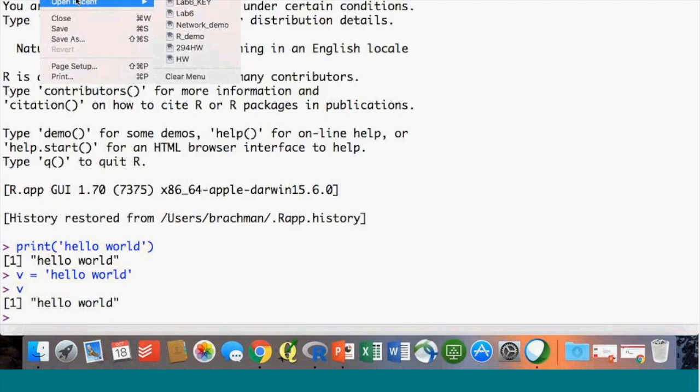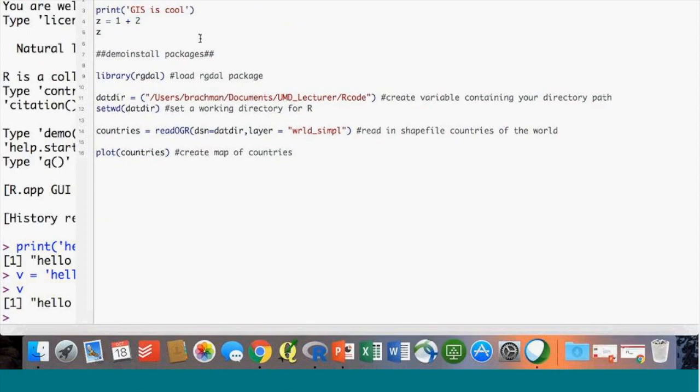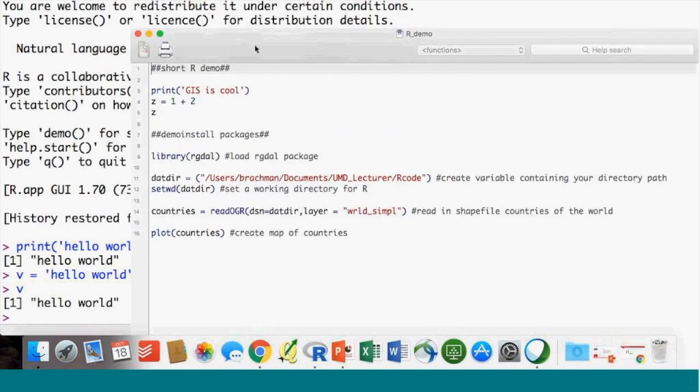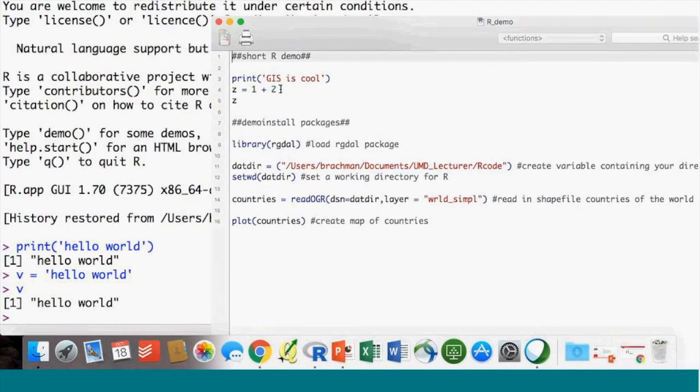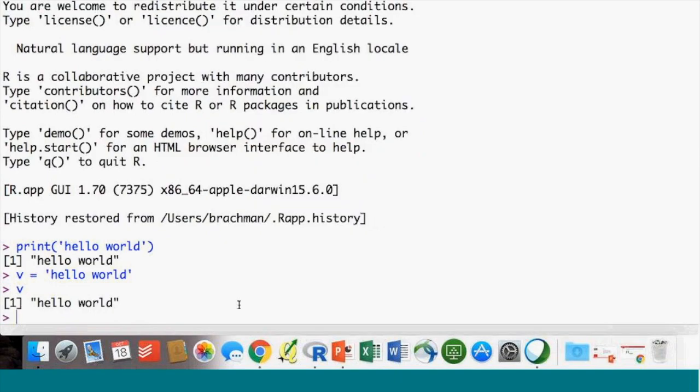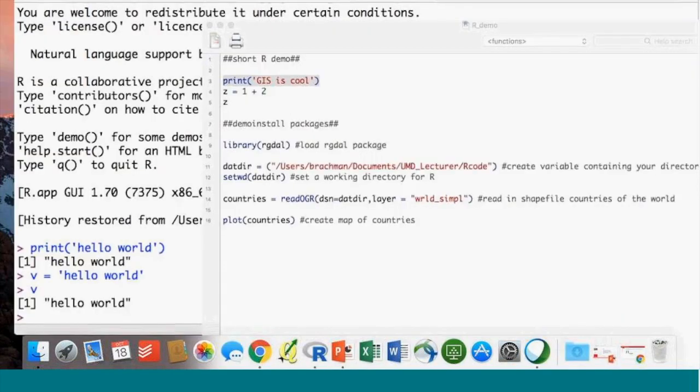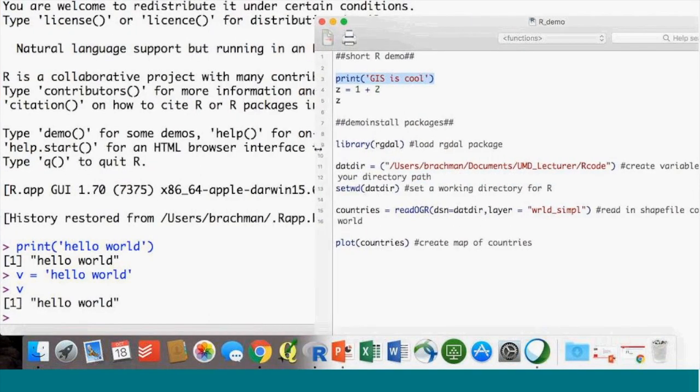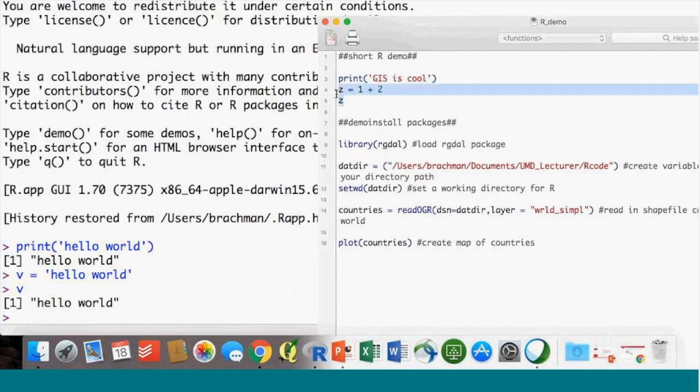It also allows you to store your R commands as scripts, which you can then execute. Here's an example of a very short script that I saved, and I saved some of the same commands that I just showed you. I've got the print command in there. I've also got some simple math.